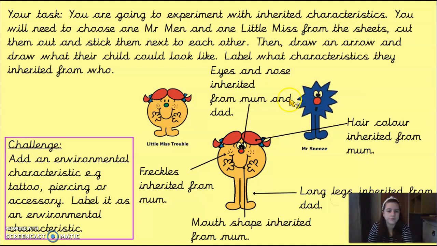So for example, the child I have created has got freckles that she's inherited from her mum. Her eyes and her nose she's got from mum and dad. So she's got the lines around her eyes like mum. She's got mum's shape nose, but dad's coloured nose, and she's got dad's eyes. So you can mix it up a little bit. You don't have to be exact. So they might have the mum's nose, but the dad's colour. She's got her hair colour from her mum. Her long legs are from her dad, and her mouth shape is from her mum.